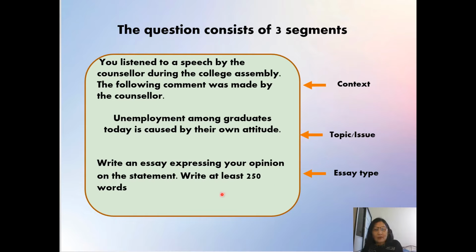In this sample question, you are required to express your opinion on the given statement and write an essay of at least 250 words. So when you are asked to express your opinion on a certain issue, you know that this is an argumentative essay. Other indicators are: what is your viewpoint? Do you agree with the statement given?